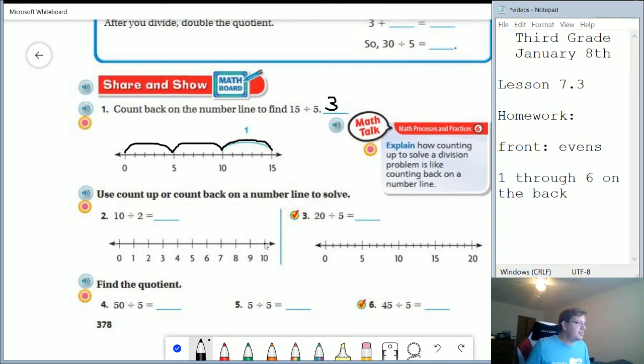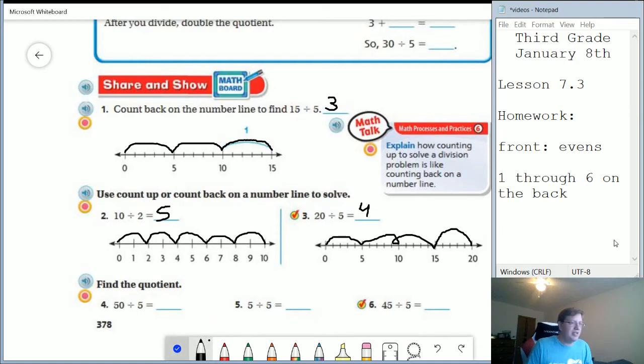So 10 divided by 2, we're going to start at 10. We are going to skip backward by 2's this time. So we're going to go 1, 2, 3, 4, 5, and that's going to give us the answer 5. So we may have 5 as the answer, or we're going to be using it as our divisor. So in this case, we're using it as our divisor. 20 goes back to 15, goes back to 10, goes back to 5, and goes back to 0. So 1, 2, 3, 4 times that we would count by 5s to get to 20.